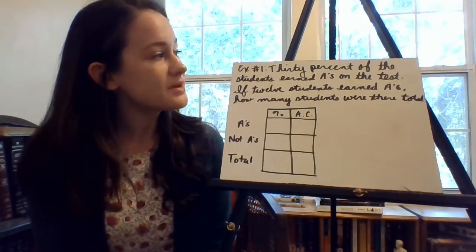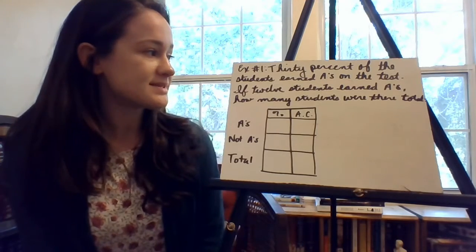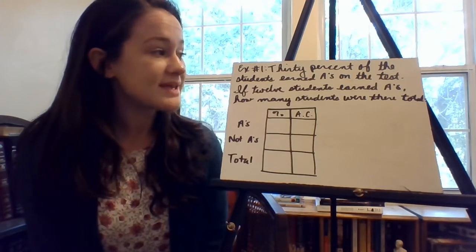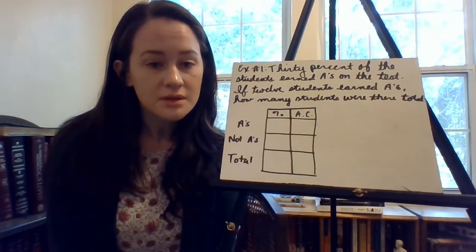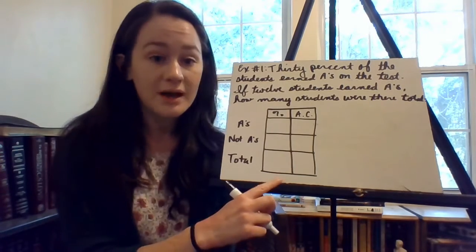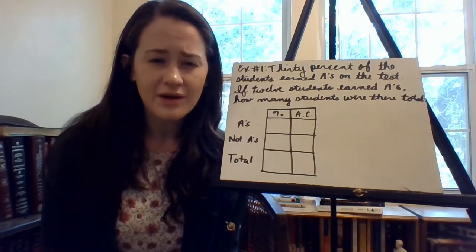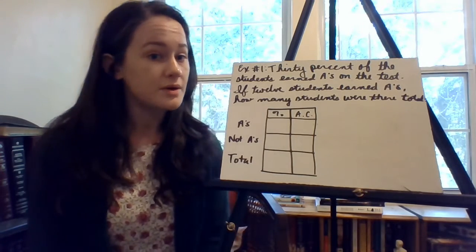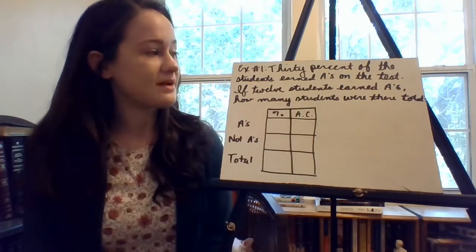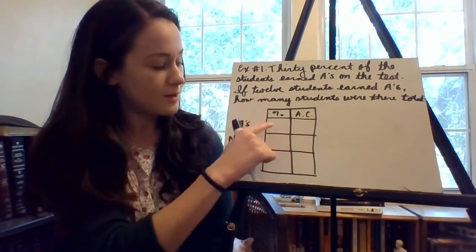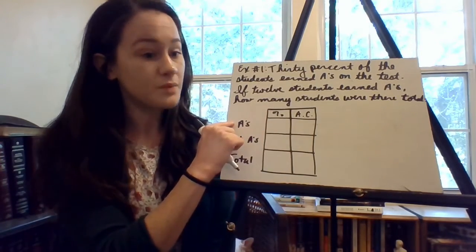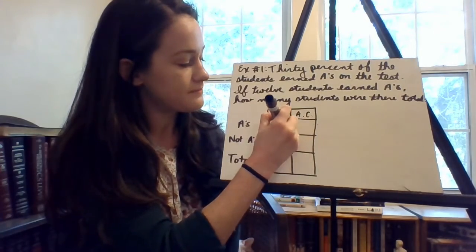It reads, 30% of the students earned A's on the test. If 12 students earned A's, how many students were there total? So with a question like this, we're going to use a ratio box just like we've been used to. And we'll start by filling in all of the information we already know. So right away, we're told 30% of the students earned A's. So in our percent column and in our A's row, we'll put 30 here.